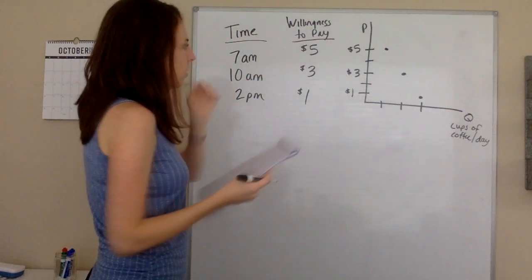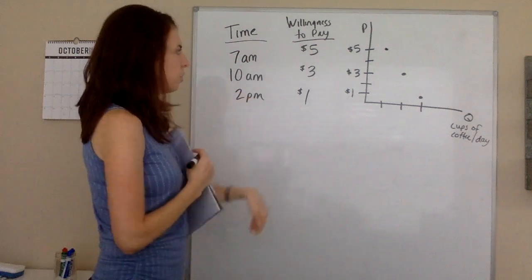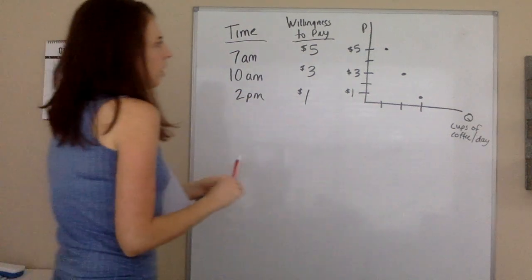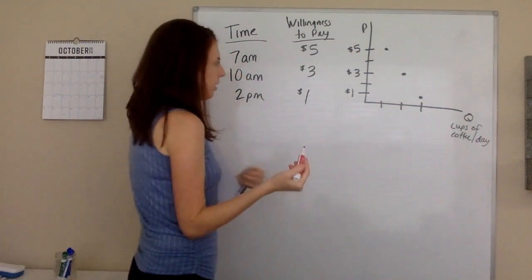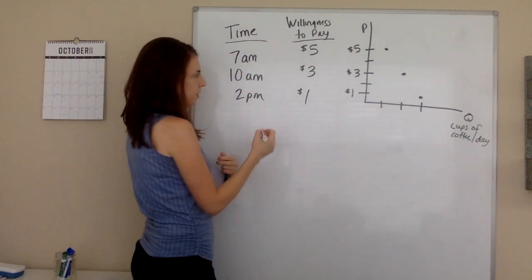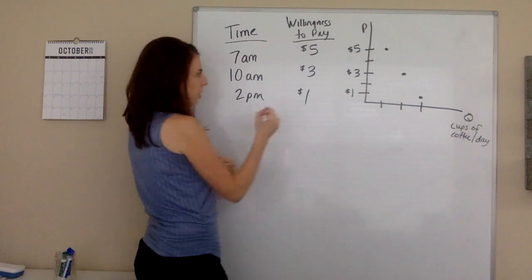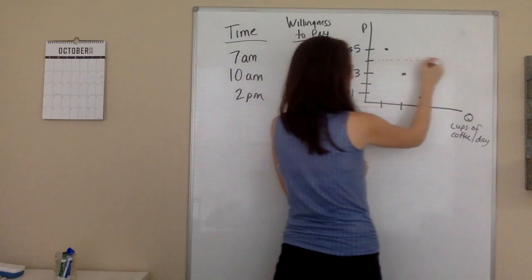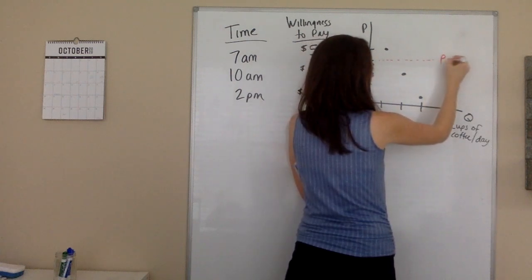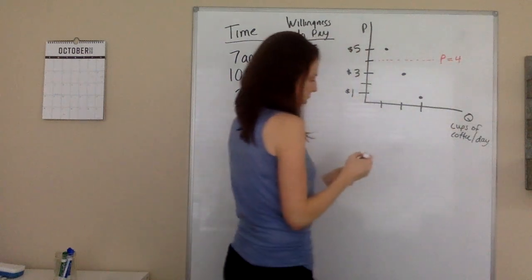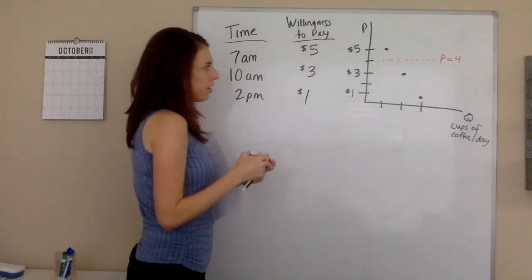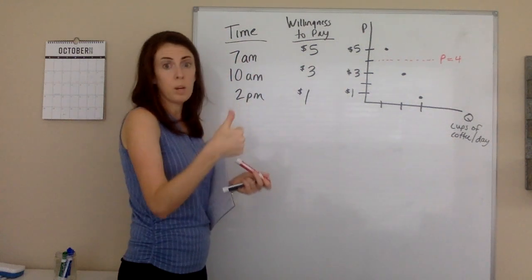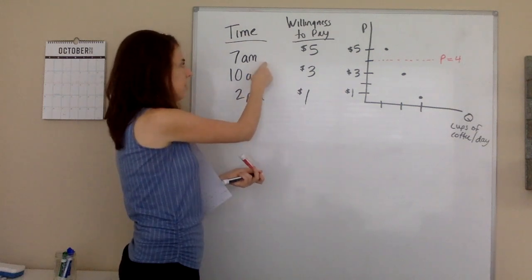Okay, what I would like you to think about is, let's just suppose that in the market, the price of each 1 cup of coffee is $4. So let's just say that this is the price level in the market. So let's just say the price is $4. Well, we know that if the price is $4, then they'll buy 1 cup of coffee over the course of the day, right? Because they'll get the 7 a.m.